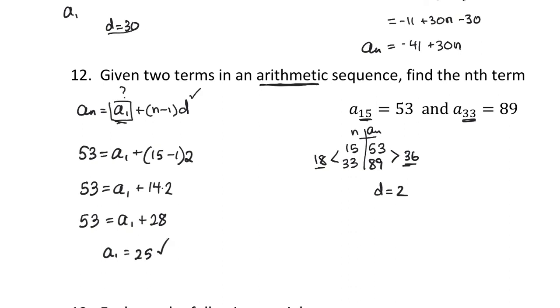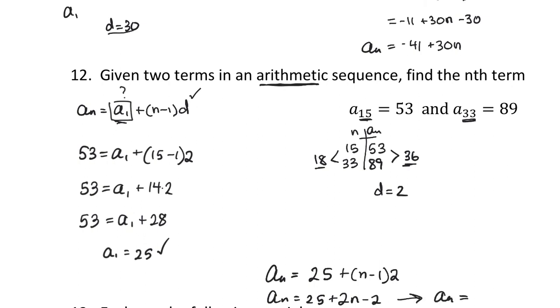Well, now we do. So the nth term is 25 plus n minus 1 times 2, and then we simplify that to get our final version, 2n plus 23.